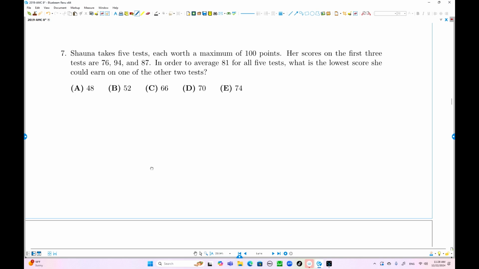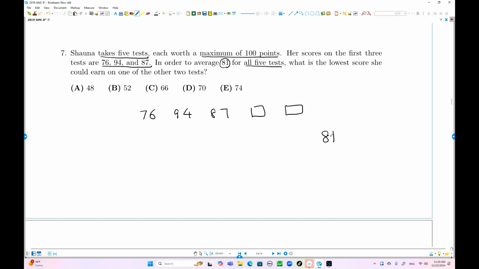All right, number 7. Sona takes 5 tests. Each is worth a maximum of 100 points, that's right. The first 3 scores are given over here. In order to average 81 for all 5, with 76, 94, 87, we have 2 tests left. Altogether, the average is 81. What is the lowest score? Could be on one of the other two tests. Possible, right? Lowest one. If this is 100, this one may be the lowest number.